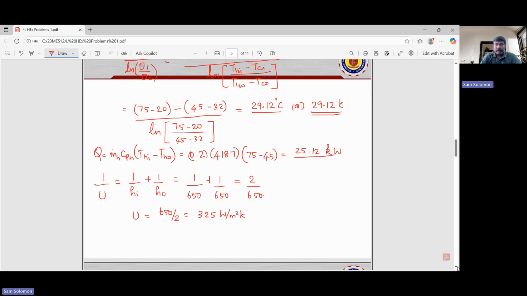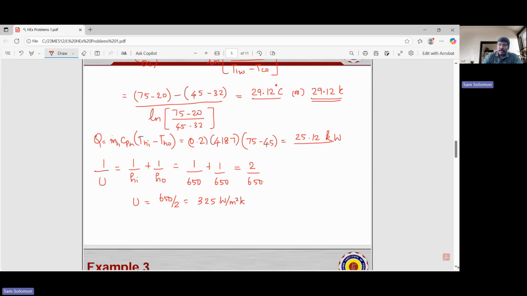And therefore, the general equation is Q is equal to UA delta T Lm. The question is, we are supposed to find out the area of heat transfer. So A is Q divided by U times delta T Lm. Now Q happens to be 25.12 into 10 to the power 3 divided by 325 multiplied by delta TLM, that is 29.12. So we get the final answer for area, which happens to be 2.66 meters squared. So that is the area of heat transfer for this particular heat exchanger.